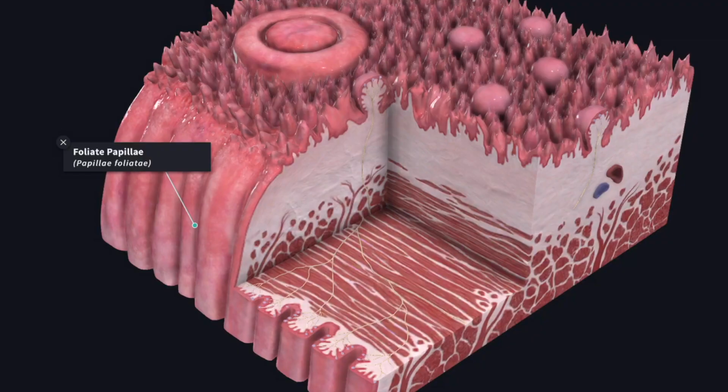So here in the model you can see these are the folds which are known as the foliate papilla. These are present along the sides, margins of the tongue, and here you can see these also have the taste buds.